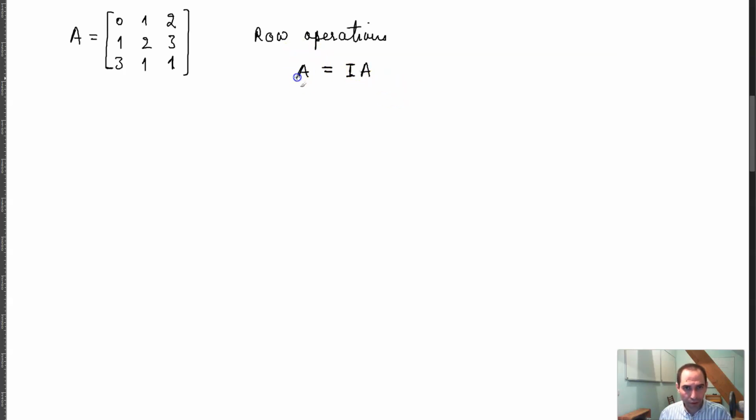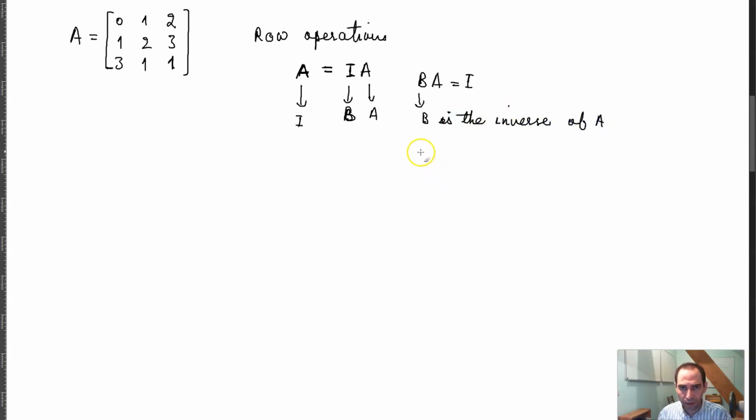And if I do a series of steps so that this becomes I, and this I becomes some other matrix, for example B, and this remains A, then this equation becomes B times A is equal to I, and that basically means that B is the inverse of A, right? So that's exactly what I will do.